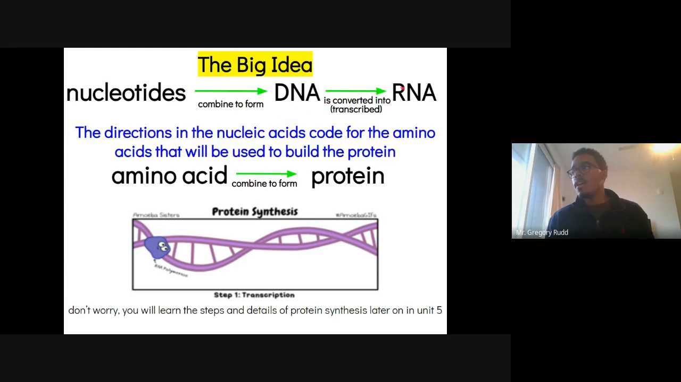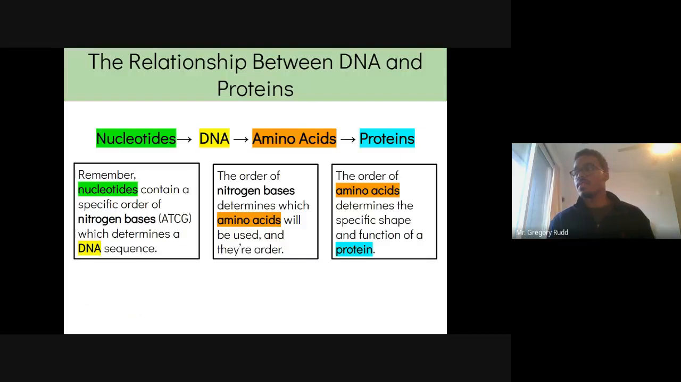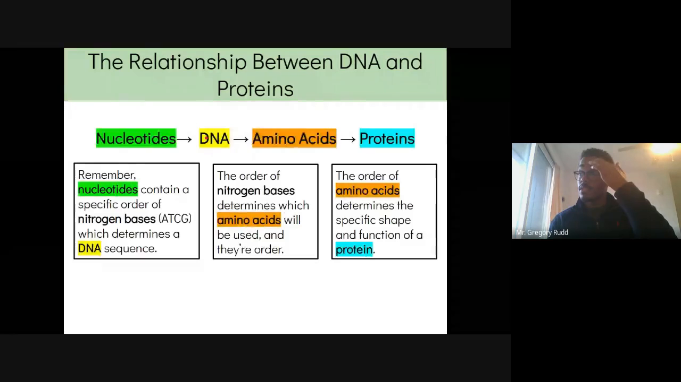Eventually, that RNA is going to signal for certain amino acids, and those amino acids will combine to form proteins. So this is a cool process. It's called protein synthesis. You start off with DNA, and eventually you can form proteins. And proteins are the basis of our traits. Proteins make us who we are. They give us our physical characteristics. Here's that relationship one more time.